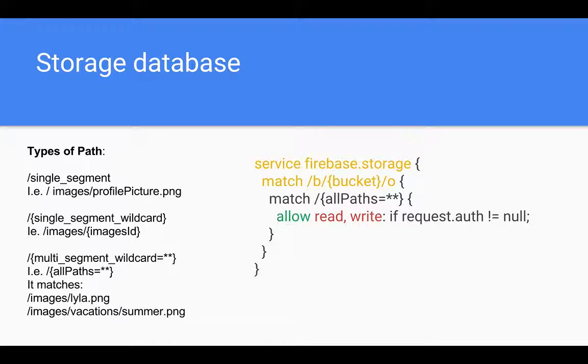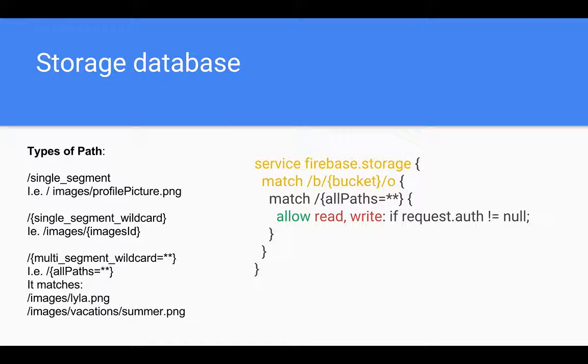So, the types of paths. Let's look at the example on the right. The yellow letters are by default. Inside this, we can start defining the rules. The match is a keyword. It should be there. What follows after the backslash is open curly brackets, all paths equals star, close curly brackets. That can change, and it can be one of three types of path. That's the path that we're going to specify for a storage database.